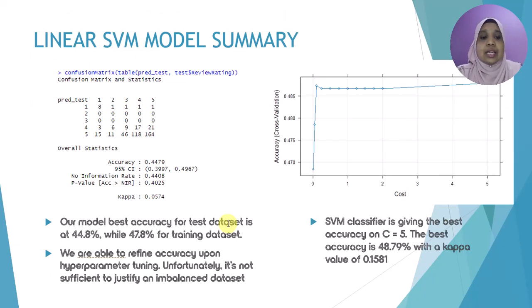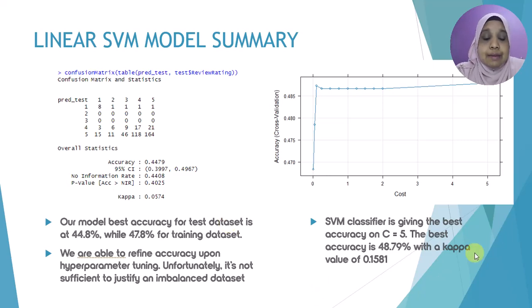Moving on, we use a confusion matrix to predict model accuracy using the different cost values mentioned earlier with the K-fold cross-validation. So our model's best accuracy for the test dataset was 44.8%, while it was 47.8% for the training dataset.